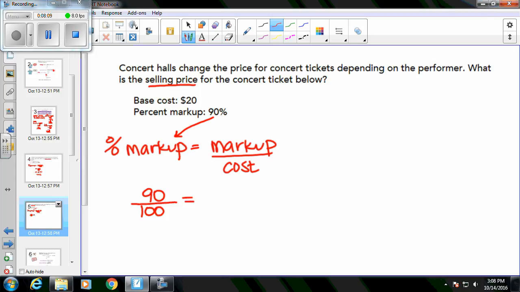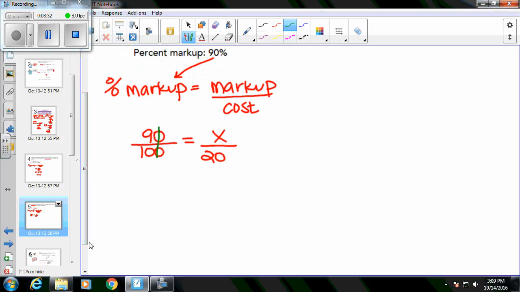We need to find the markup price, so I'm going to put an X in there, and we know the base cost is 20. So now I have a proportion. I can cross multiply, but first I see right away I can simplify here and make that 9/10. It's going to make it a little bit easier to work with when I do my math. So when I cross multiply, 10 times X is 10X. 9 times 20 is 180. Divide both sides by 10. X equals 18. So 18 is my markup.